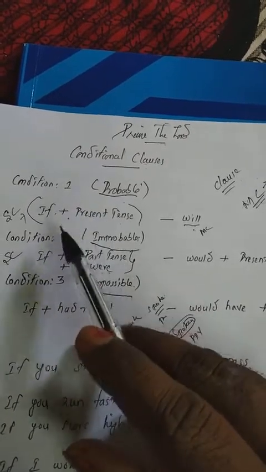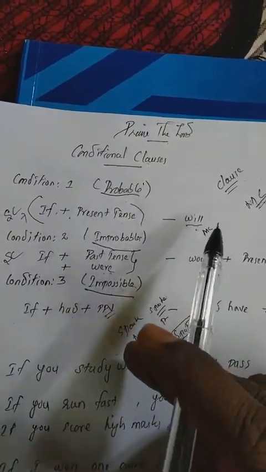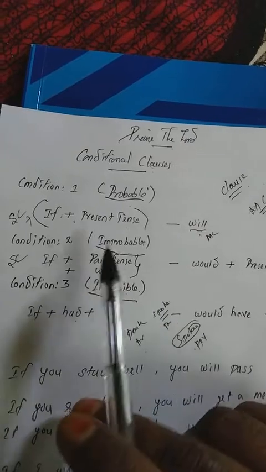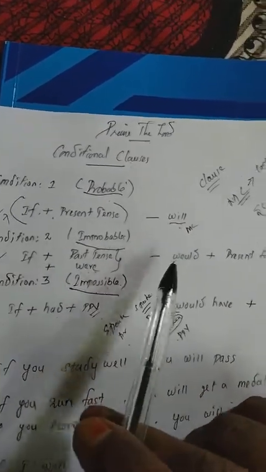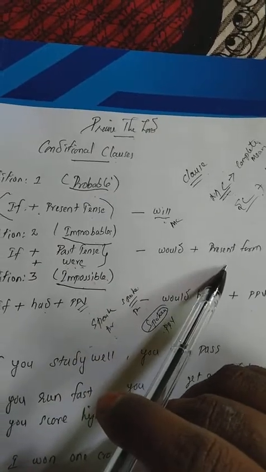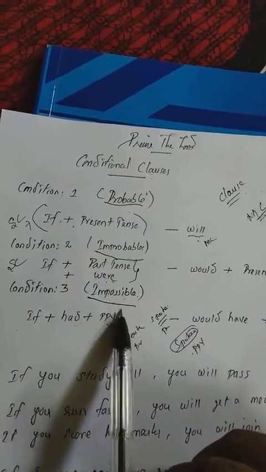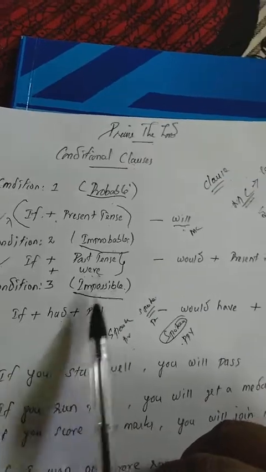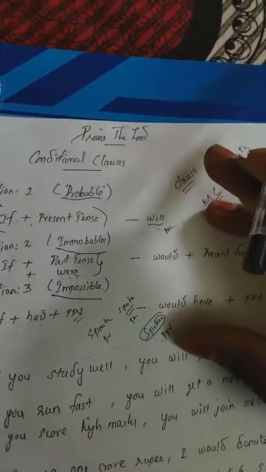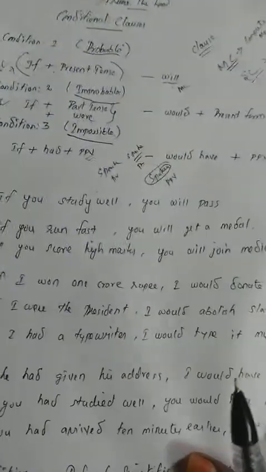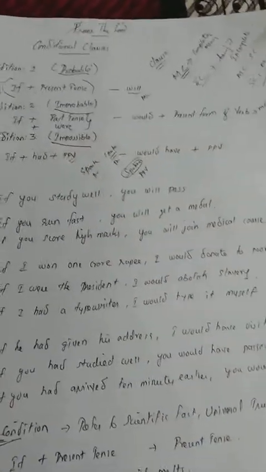Condition 1 carries if plus present tense, and you will come across the word will in the main clause. If plus past tense or if plus were in the subordinate clause, then you will come across would plus the present form of the verb in the main clause. Or if plus had plus PPV in the subordinate clause, you will come across would have plus PPV in the main clause. These are the formulas. Fine. Okay, we'll move on to the examples.